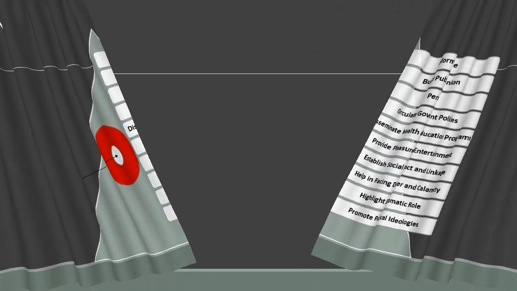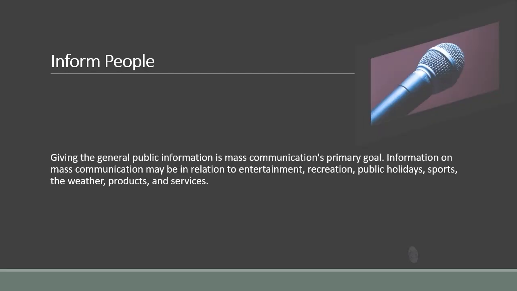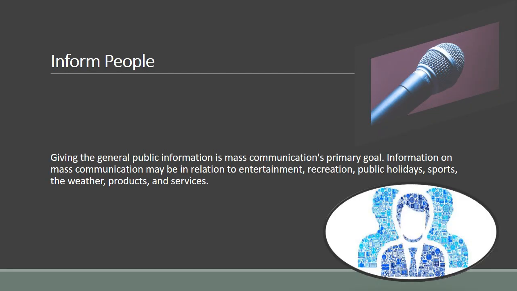First objective that we will be learning about is informing people. Mass communication's first objective is to inform people. Communication means providing information, informing the huge audience. So as you guys can see on the screen, it is clearly written: giving the general public information is mass communication's primary goal. Information about what?